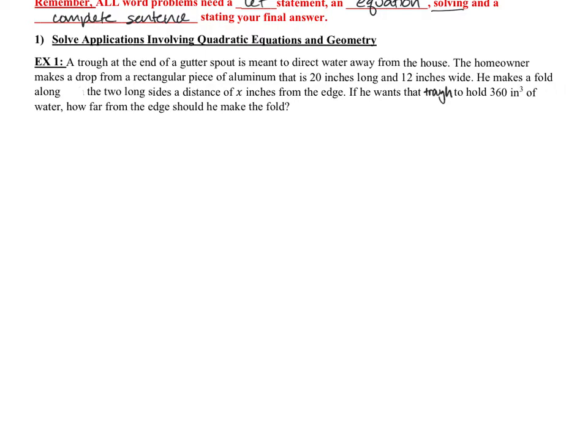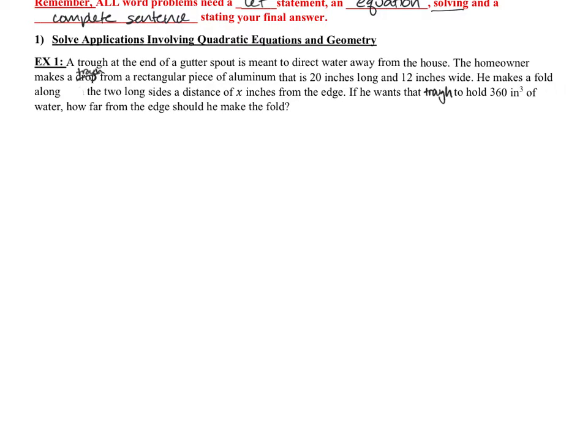Alright, so example 1. A trough at the end of a gutter spout is meant to direct water away from the house. The homeowner makes a drop. That should be a trough. I'll try to change that on yours. From a rectangular piece of aluminum that is 20 inches long and 12 inches wide. He makes a fold along the two long sides a distance of x inches from the edge. If he wants that trough to hold 360 inches cubed of water, how far from the edge should he make the fold? Okay, let's get a visual.